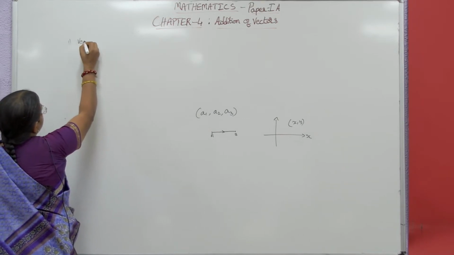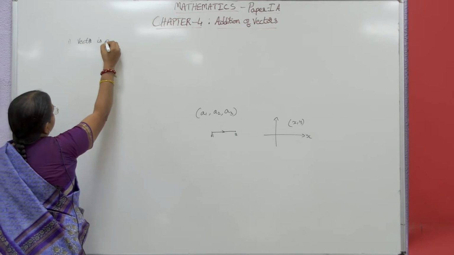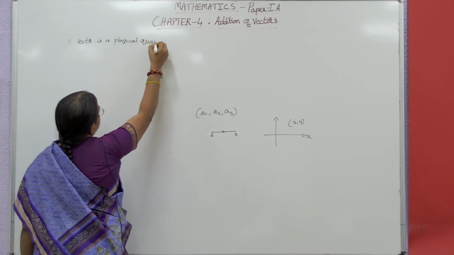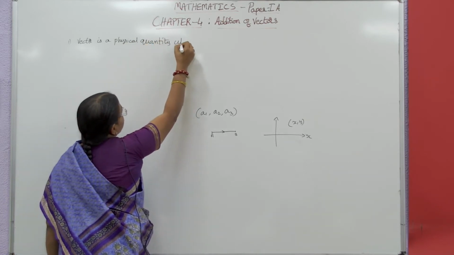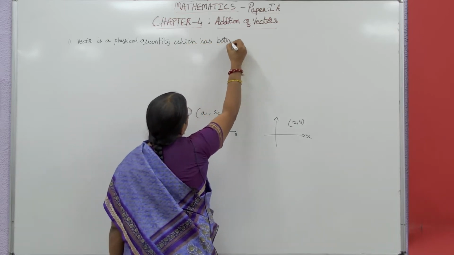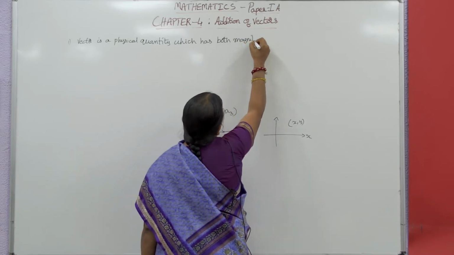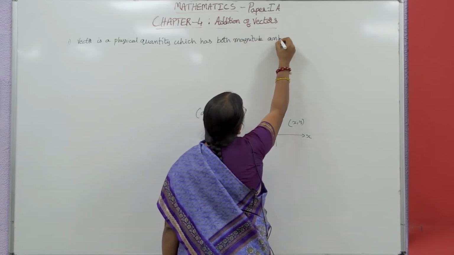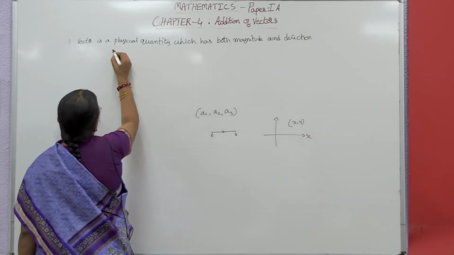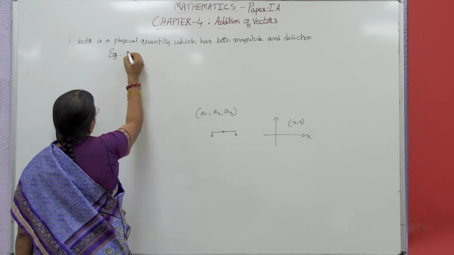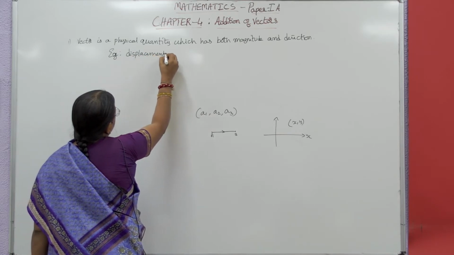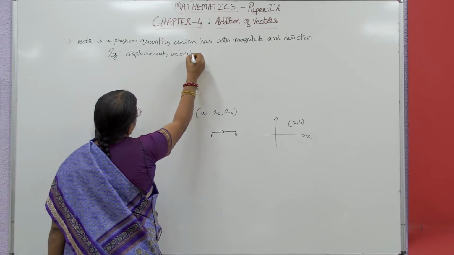Okay, so now we write the definition. Vector is a physical quantity which has both magnitude and direction. Examples are displacement, then velocity, acceleration, etc.